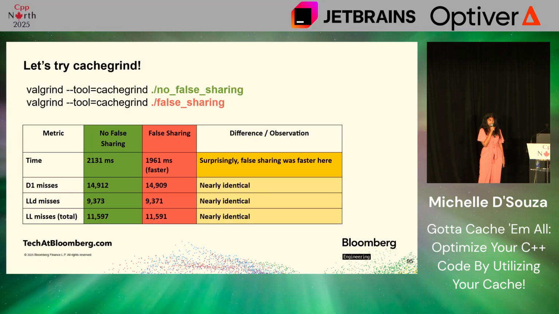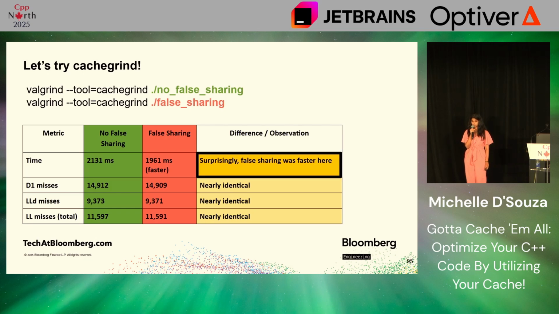And then, detectives, I tried using Cachegrind. And so strangely enough, the time it took was actually faster for false sharing than in the non-false sharing case. What? Does anyone know what happened? Please raise your hand.